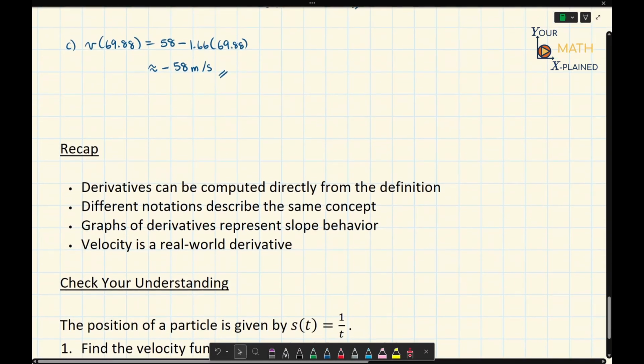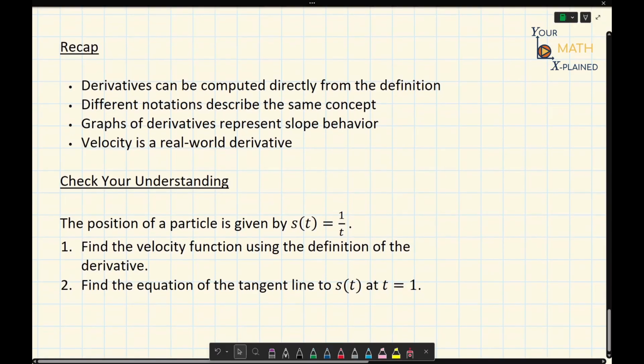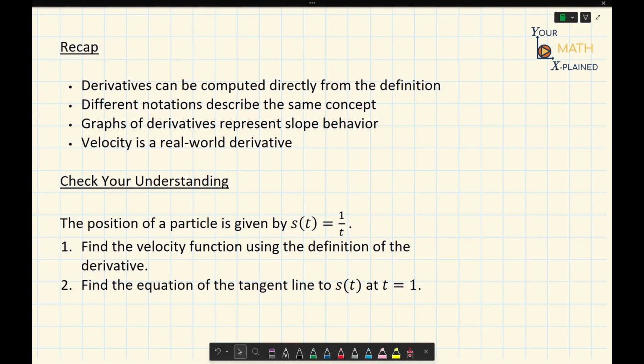And now let's do a recap of what we covered in this video. We saw how derivatives can be computed directly from the definition. And there are multiple different ways of writing the derivative, but all these different notations describe the same concept. We saw how graphs of derivatives represent slope behavior, and we went through an example of drawing the f prime of x given f of x. And finally, we connected derivatives to the velocity problem. We saw that velocity is a real-world derivative.